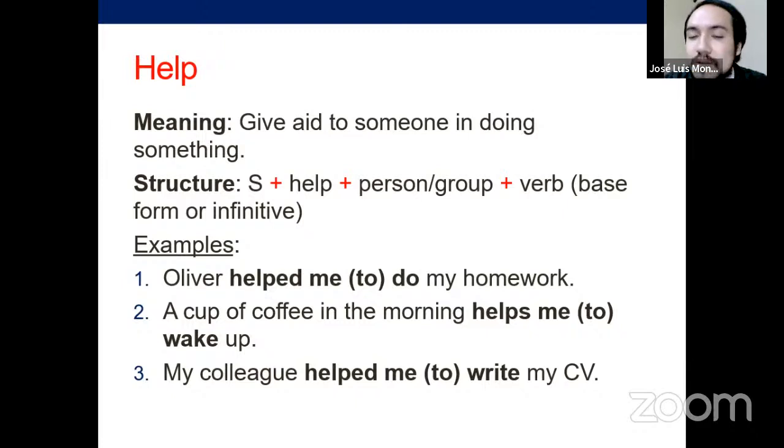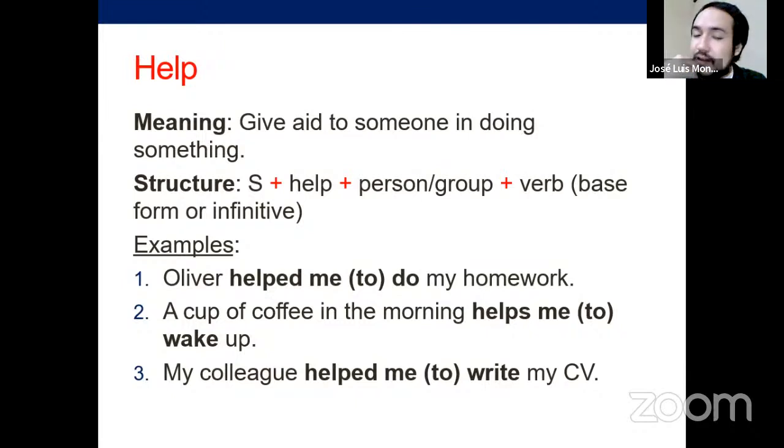So let's read only the examples, please, again, guys. 1, 2, and 3. Oliver helped me do my homework. A cup of coffee in the morning helps me to wake up. And my colleague helped me to write my CV. Great. Thank you very much, Gladys. There you go. The same logic, right? And this is not different to the other ones, but this is very simple. You help someone do or to do something for you.